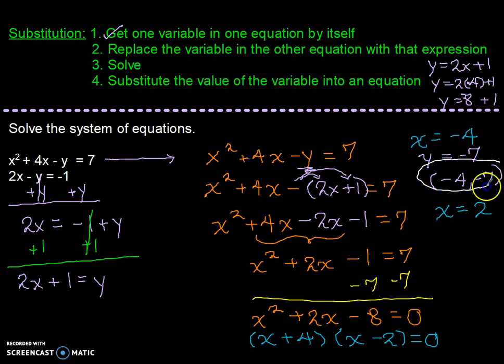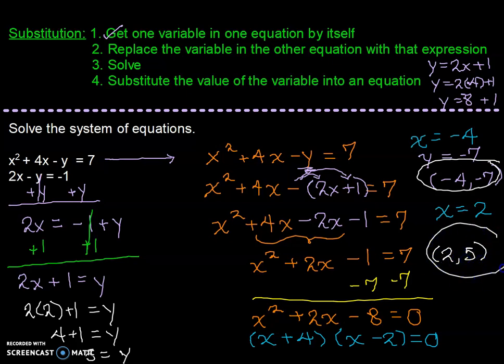The other x value is 2. So I'm going to replace the 2, and I'll just write it right here. 2 times 2 plus 1 equals y. So this will give me 4 plus 1. And I know that when x is 2, y is 5. So there's my other solution.